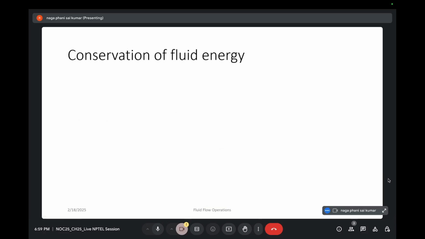Now coming to conservation of fluid energy. Basically every fluid will have three types of energies. One is kinetic energy, the second one is potential energy, and then we also have pressure energy. Let's see how this works. Let's take three examples.